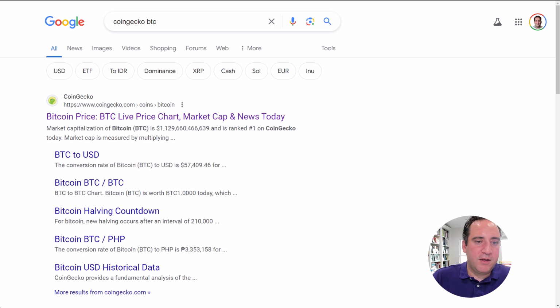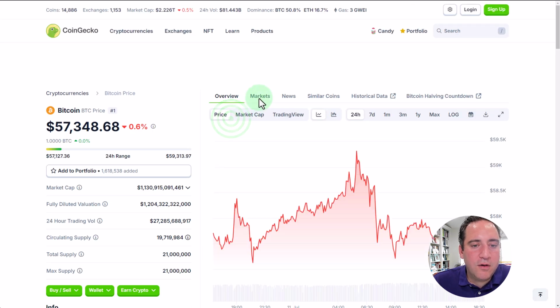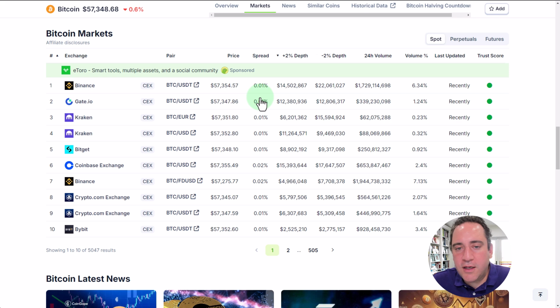CoinGecko and then type in Bitcoin and go into the markets, for example, and look at the plus or minus 2% depth. What this means is that right now on Gate, for example, you can buy $12 million of Bitcoin before it moves up by 2%, or you can sell $12 million until Bitcoin's price in USDT terms moves down. Think of it as X divided by Y. It's literally as simple as that. You can dump 12 million and only bring the price down 2%.